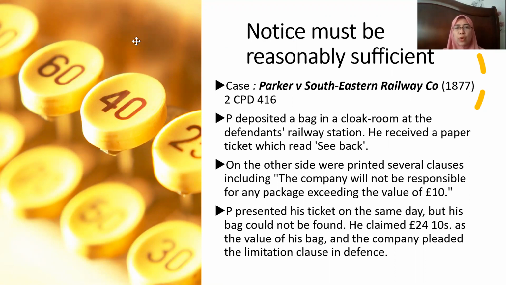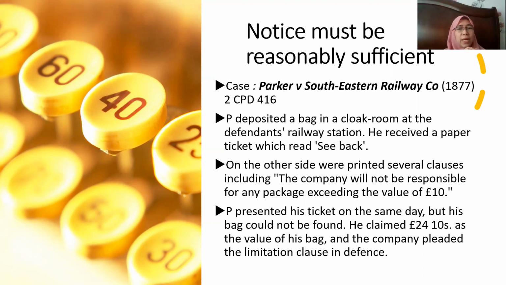For example, in the case of Parker v South Eastern Railway Company, a 19th century case, a very old case, a classic example here, 1877, common law. What happened? The plaintiff deposited a bag in a cloakroom at the defendant's railway station. So he received a paper ticket which read "see back." Meaning here, if you receive something that says "see back," you have to see back, like you have to read what's printed on the other side of the ticket. On the other side were printed several clauses, including the relevant, important one, which affected his right later.